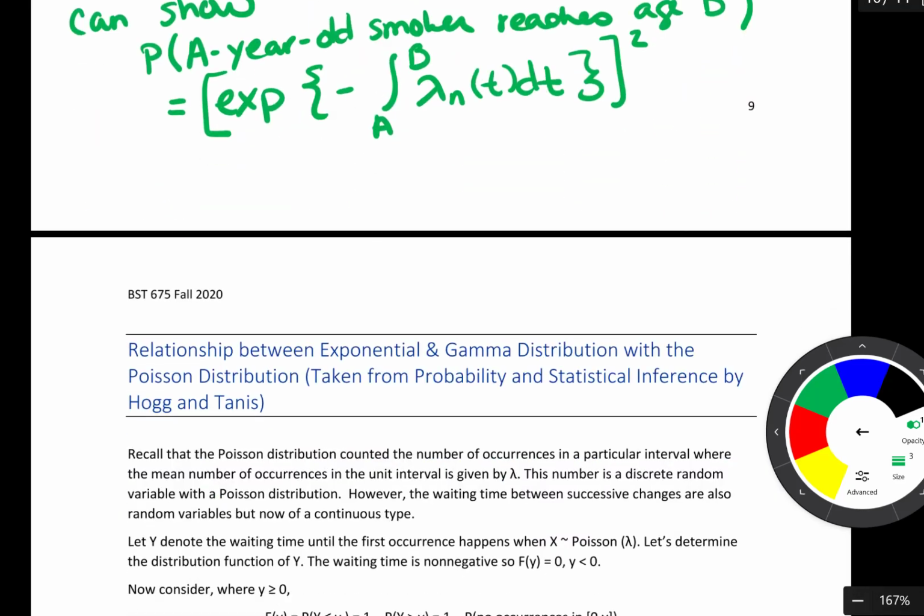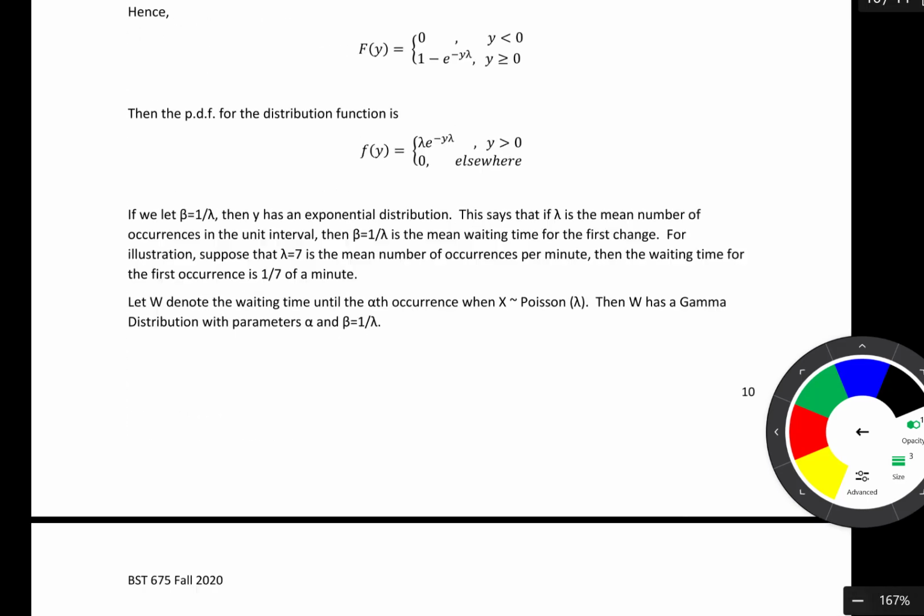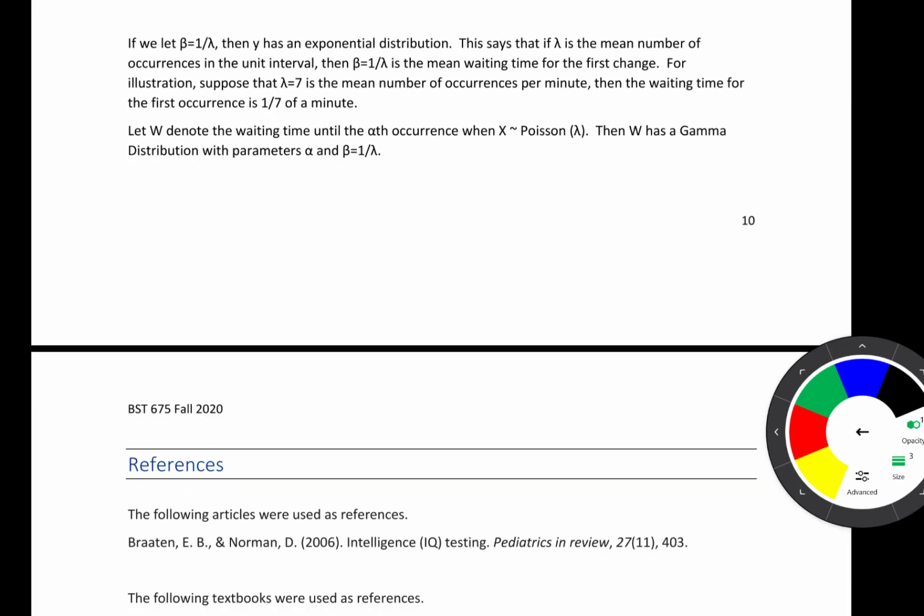All right, the last thing we have on this page, there is a relationship between the exponential and the gamma with the Poisson, and I'm going to let you read this last page on your own. And that's going to conclude this note set.